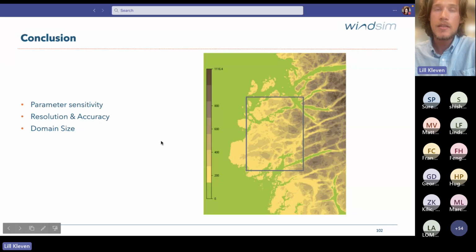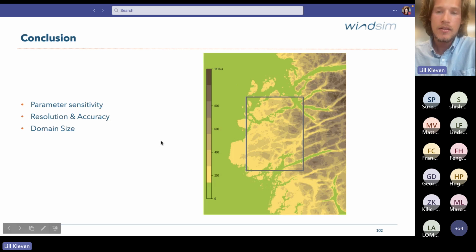Also, the domain size is a sensitive parameter, and it's important to have sufficiently large domain buffers, so you allow the flow to develop before entering the wind farm area. In terms of refinement area, there were no clear trends, so it will be site dependent. It depends on the topography close to the wind farm, and so you might consider extending the refinement area if you have some complex terrain close to the wind farm.